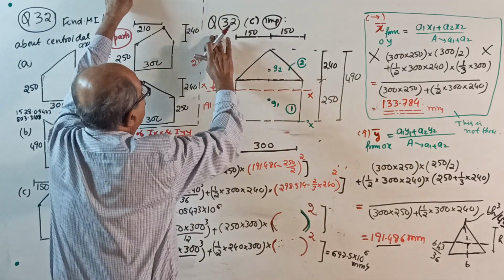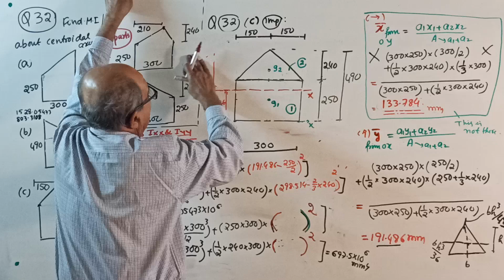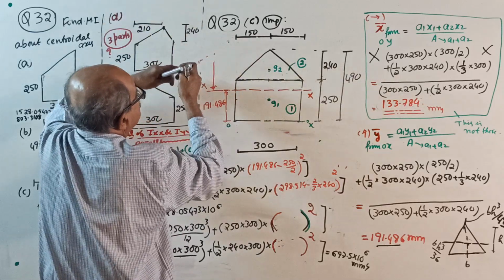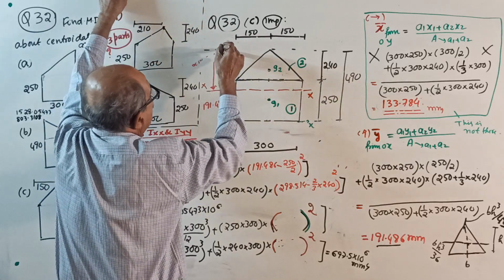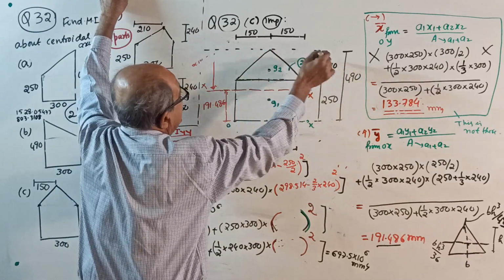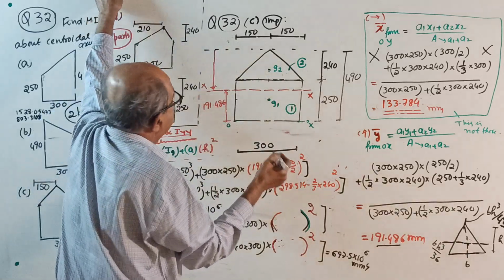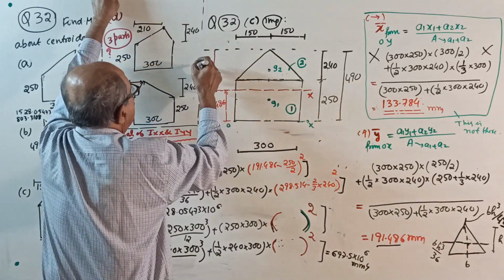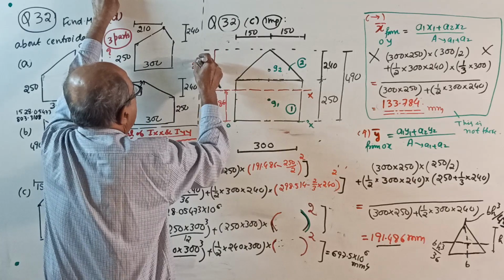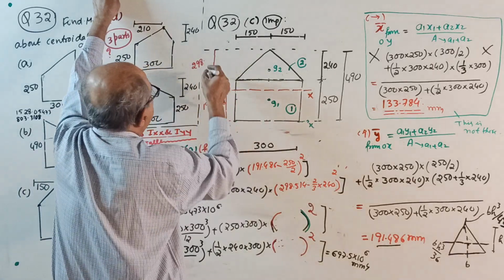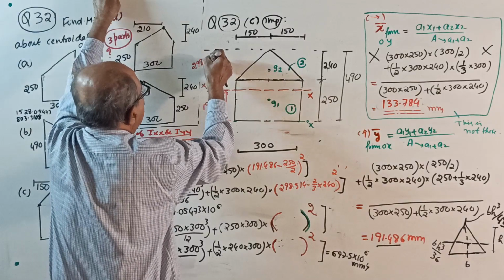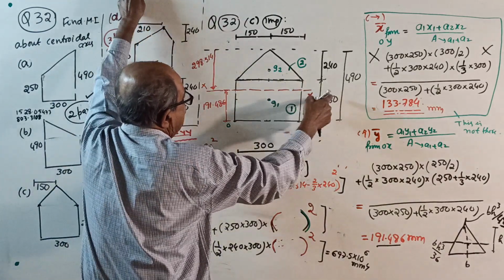191.486. Therefore, from top, I slightly shifted that one because of space problem there. I wanted some space, so the scale I changed there. So, from here to here will be 298.514.